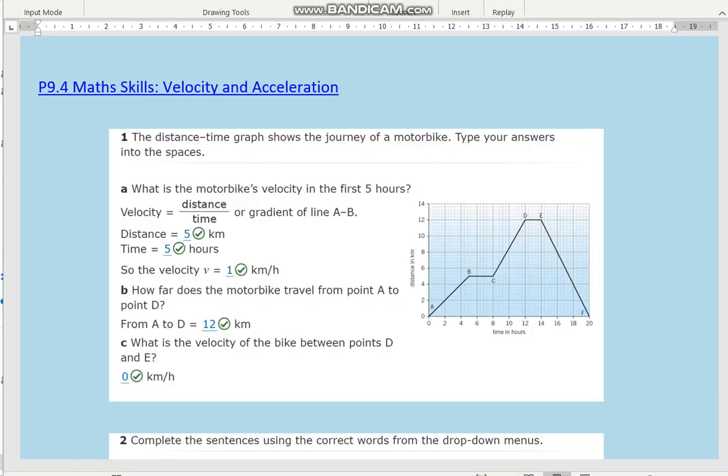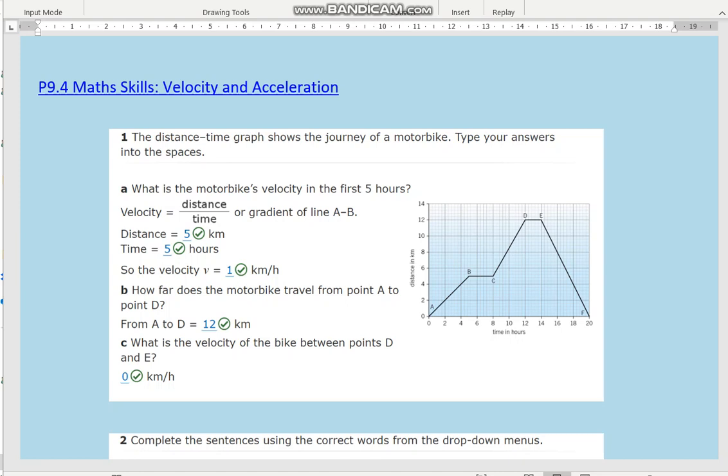So, moving on to the third Kerboodle interactive now, which is on math skills for velocity and acceleration. Number 1, the distance time graph shows the journey of a motorbike. Type your answers into the spaces. So remember, this is distance against time. The velocity equals distance divided by time, or the gradient of line AB.